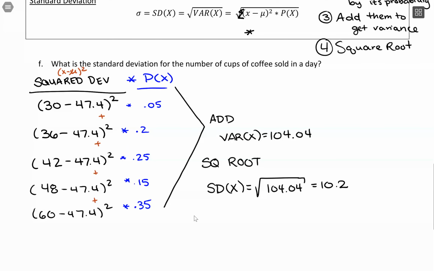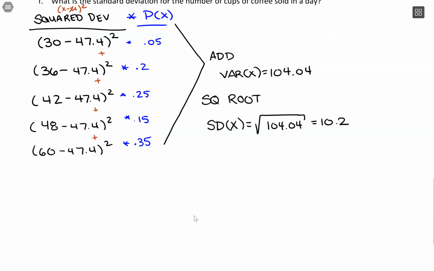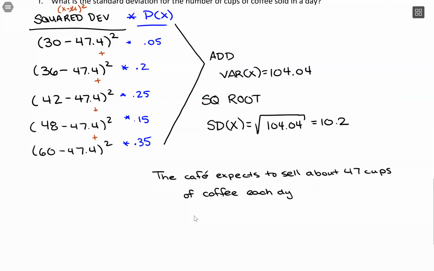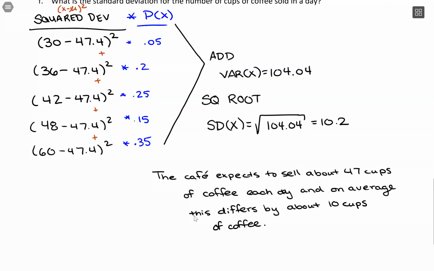So 10.2, and how we interpret this is just like before. I would say the expected value: the cafe expects to sell about 47 cups of coffee each day. And on average, this differs by about 10 cups of coffee. So expected value gives us exactly what we expect, and then standard deviation tells us how we expect that to change, in this case, about 10.